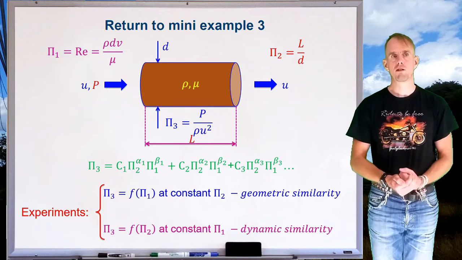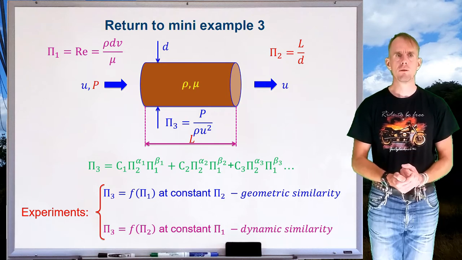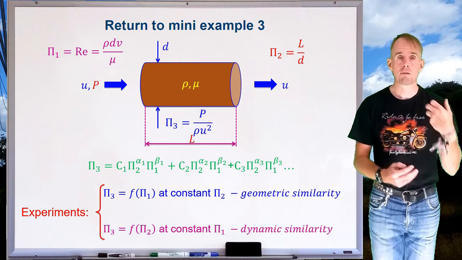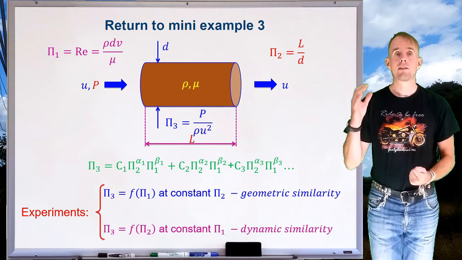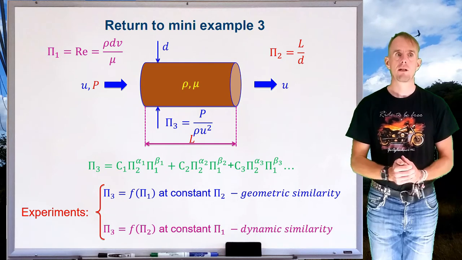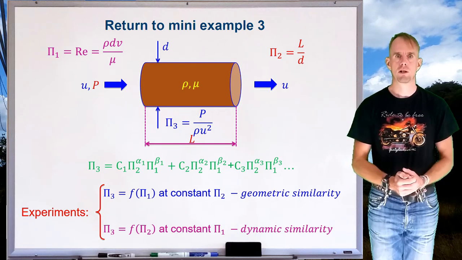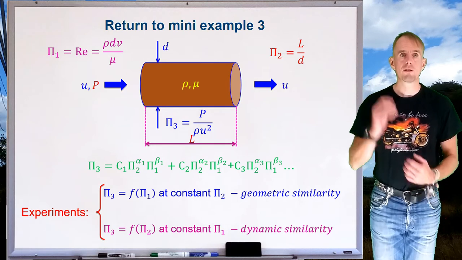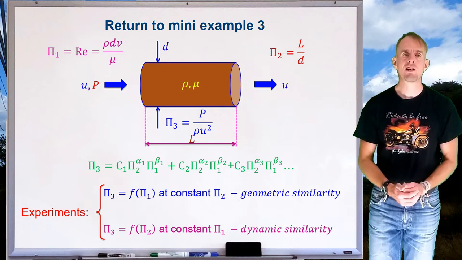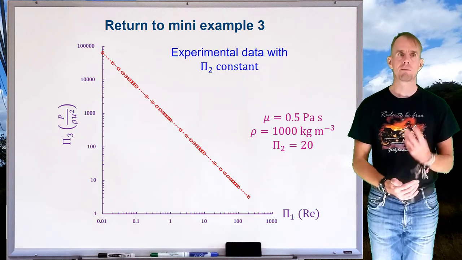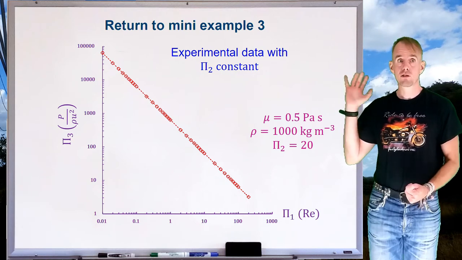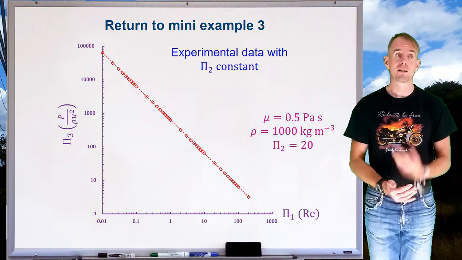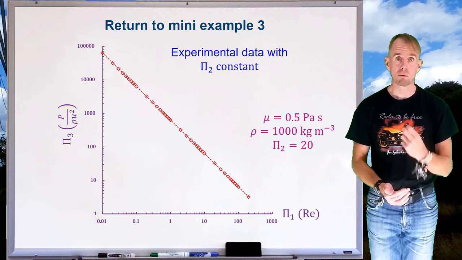So we need to do some experiments. The experiments we're going to do involve geometric similarity, keeping the aspect ratio the same, and looking at how pressure varies with Reynolds number. And then by keeping the Reynolds number constant and looking at how pressure varies with aspect ratio. So those are our two experiments that we need to do. So what I'm going to do now is present some data. Imagine that the data on the whiteboard now have come from careful experimentation. So careful and so rigorous, in fact, that all the points fall on a perfectly straight line, with our coefficient of determination, r squared, being equal to 1.